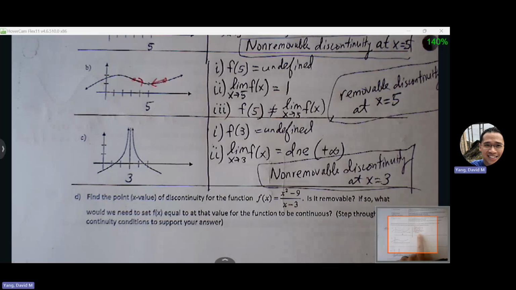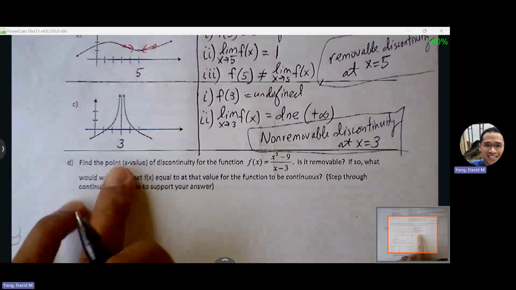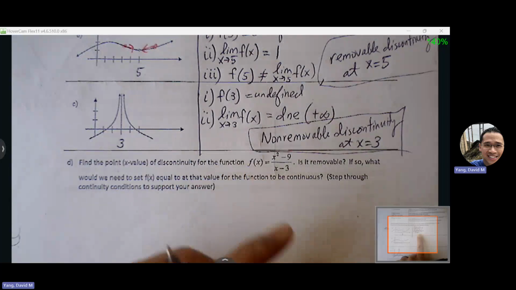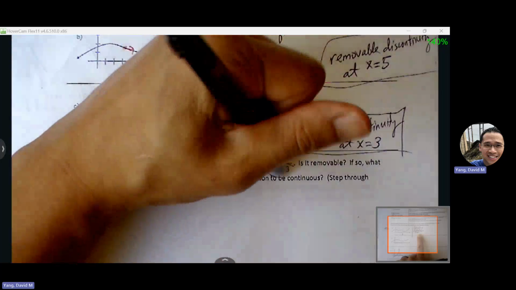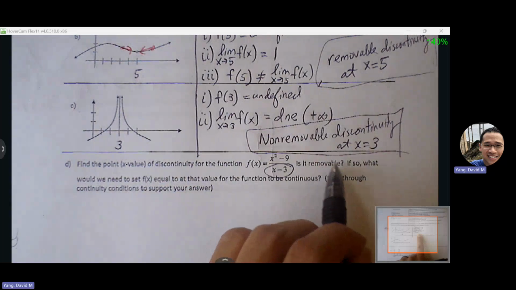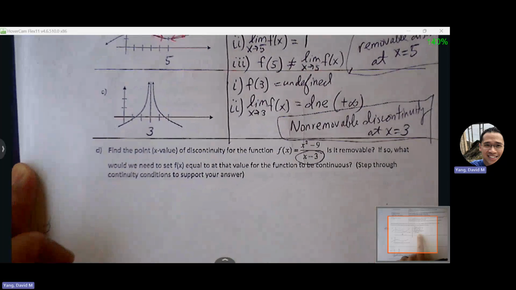Okay, part D. Find the point of discontinuity for the function. Anytime we're talking about discontinuity, we can just zero in on the denominator. Whatever causes the denominator to be zero is going to be an issue. But it's asking, is it removable? So let's just go through our conditions and see what we get.